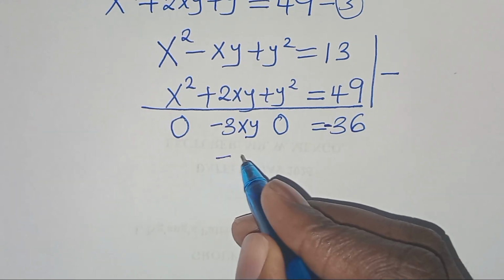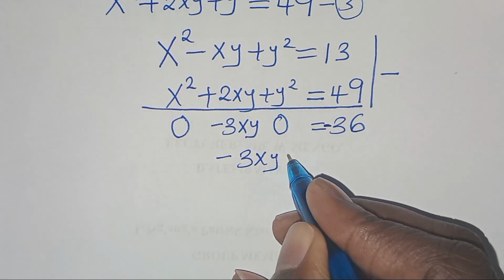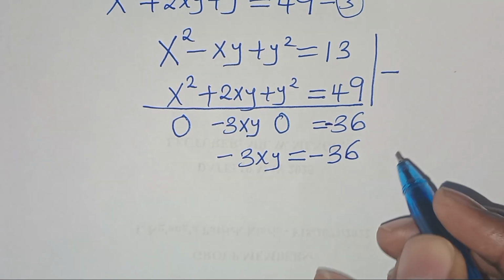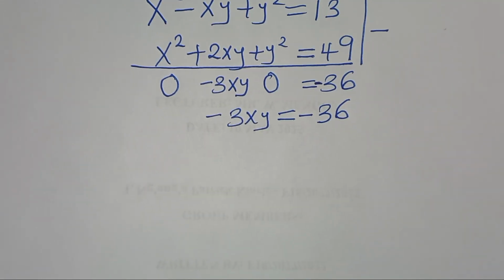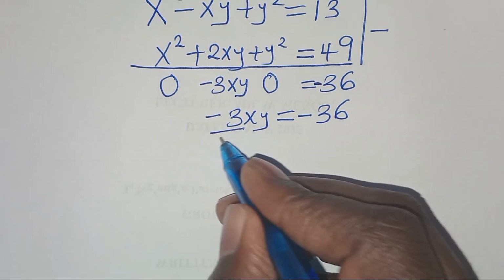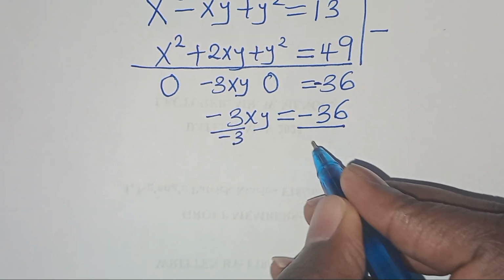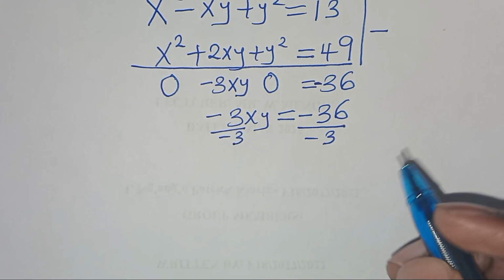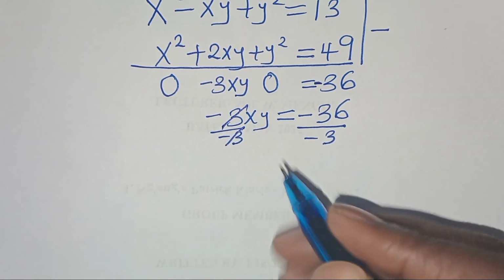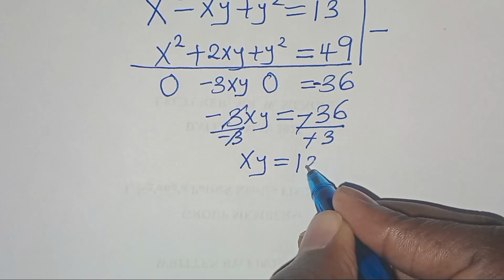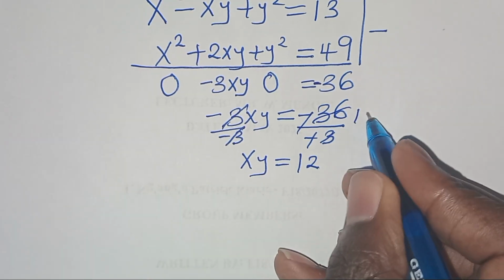So we have minus 3xy equal to minus 36. So let's divide both sides by negative 3. So let's simplify here. So xy is equal to 12.